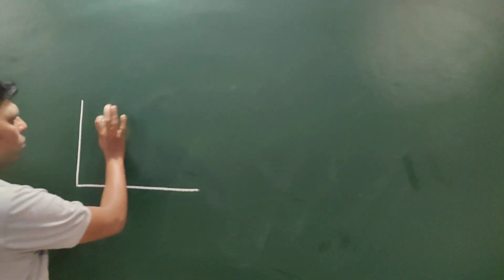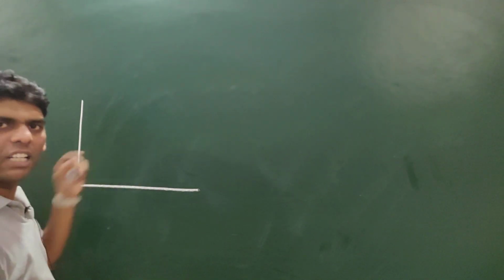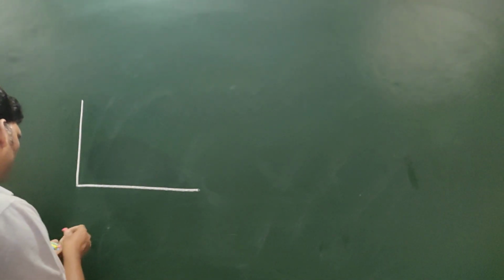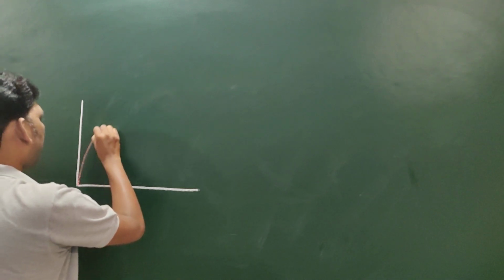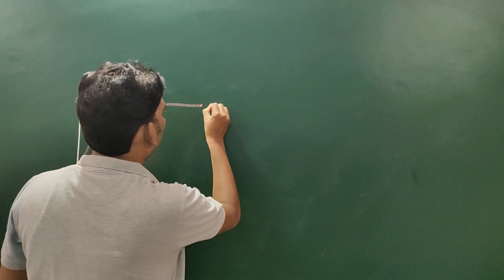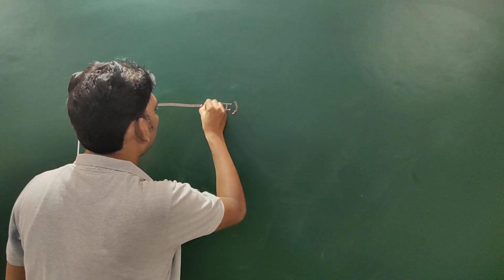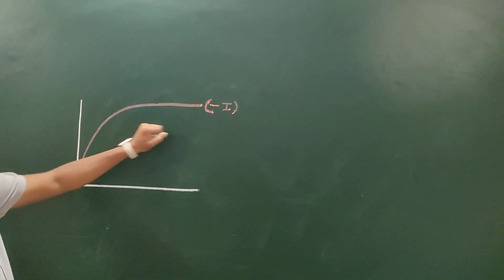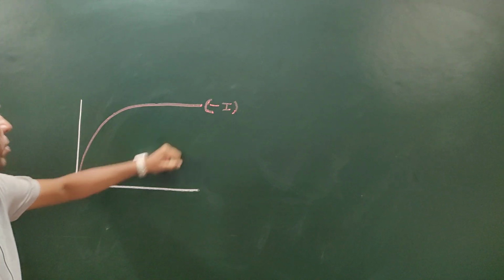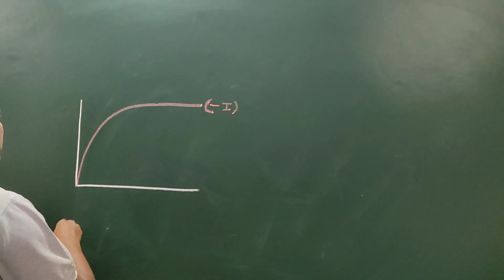So students, suppose that first we are going to draw the graph for the Michaelis-Menten equation. Okay, now students, suppose this is the enzymatic reaction without inhibitor.